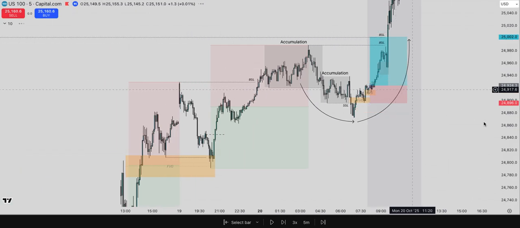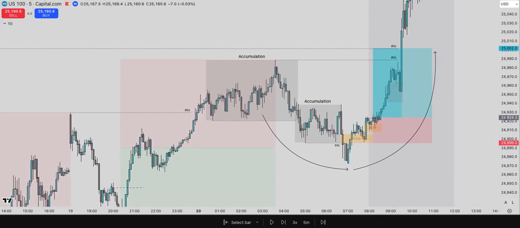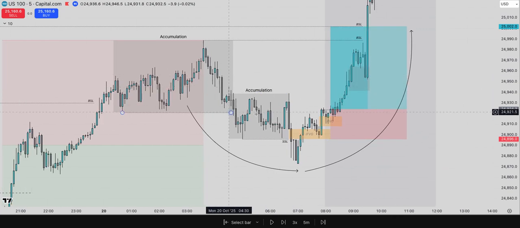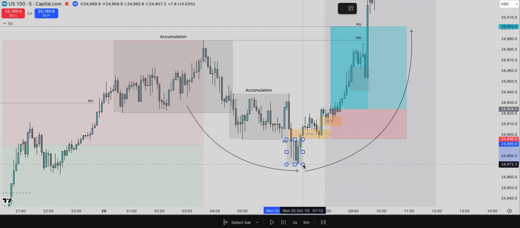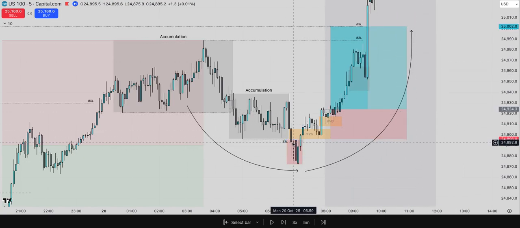Let's go back to 5 minutes. So here we are in this little structure. Now, again, notice accumulation here, another accumulation. So price is accumulating, and then right here we have a manipulation, right? So you can see there, that manipulation still happening in London time, right?